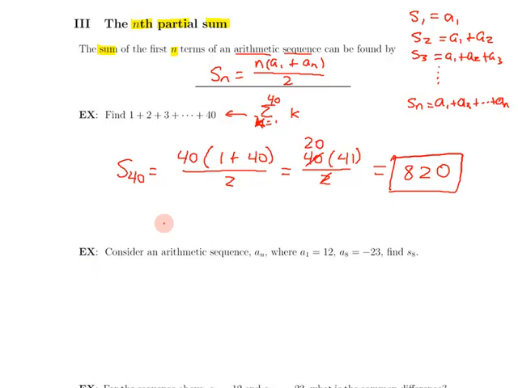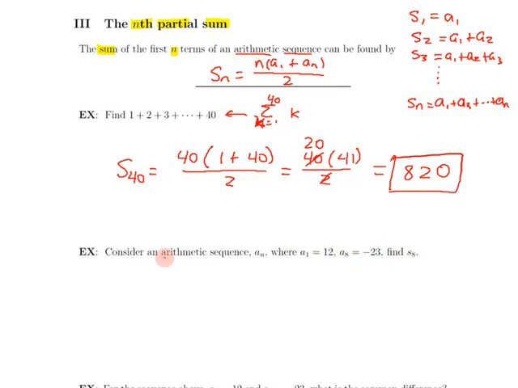And that's what we can do with this type of formula. So consider the next example. We've got an arithmetic sequence that starts at 12, and after 8 terms we end up at negative 23. We want to find the sum of those terms.